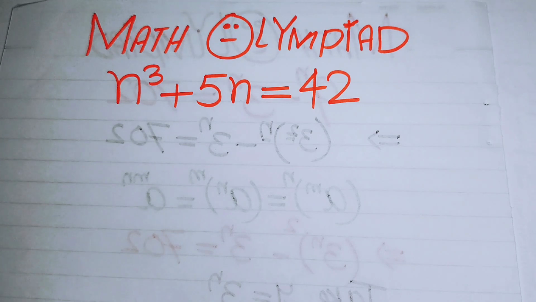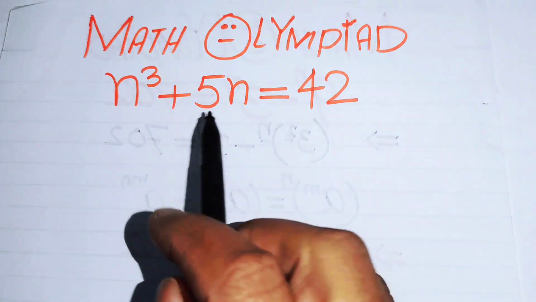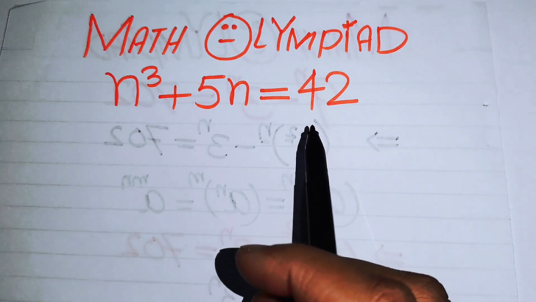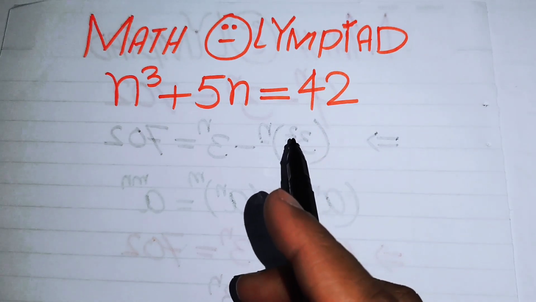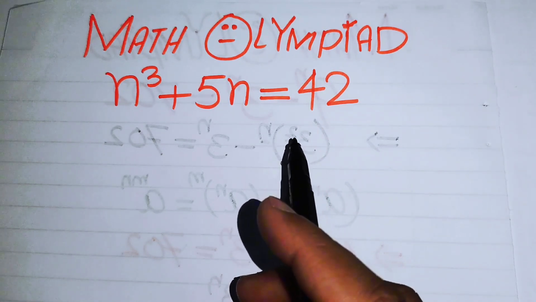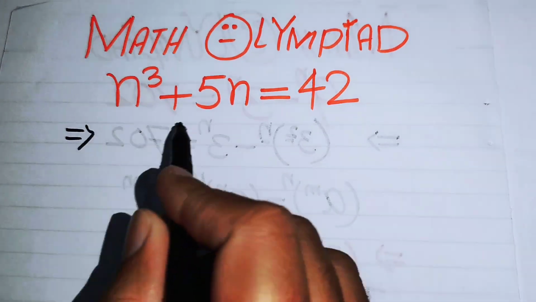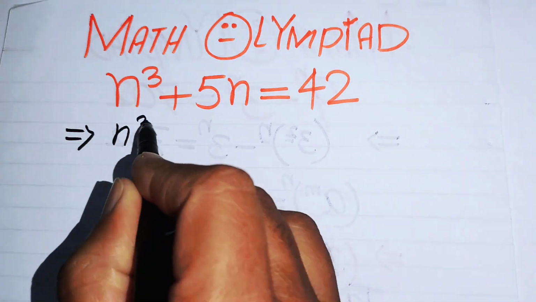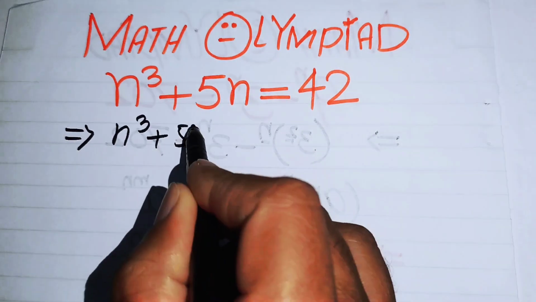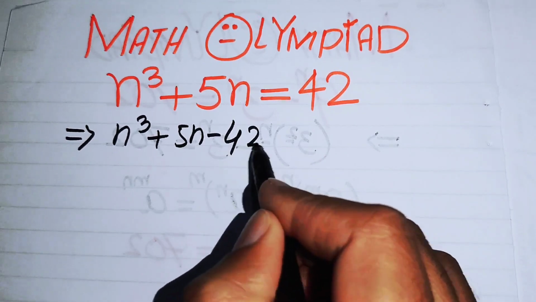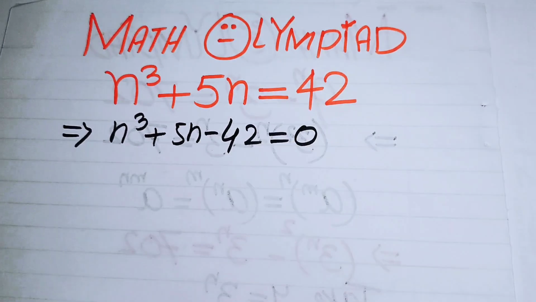In this video we are going to solve this nice algebra problem, and here we have n cubed plus 5n equals 42, and we will solve this problem for the real values only. So the very first thing we are going to do is rewrite this equation as n cubed plus 5n, and we move this 42 to the left-hand side and you get minus 42 equals 0.